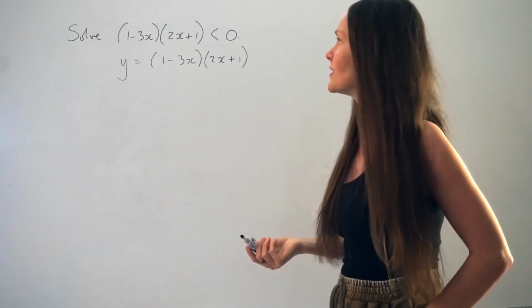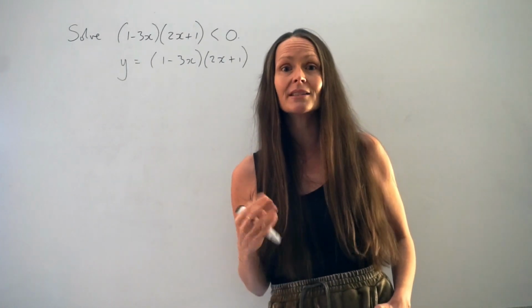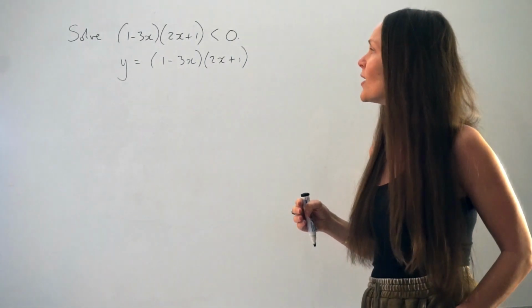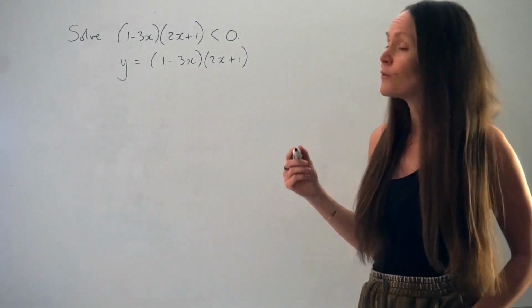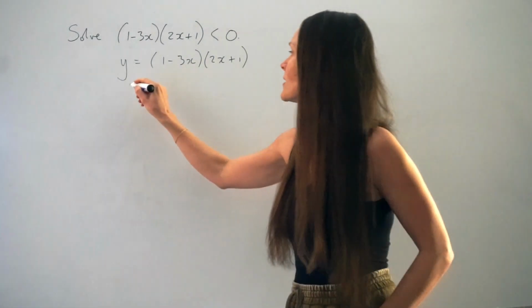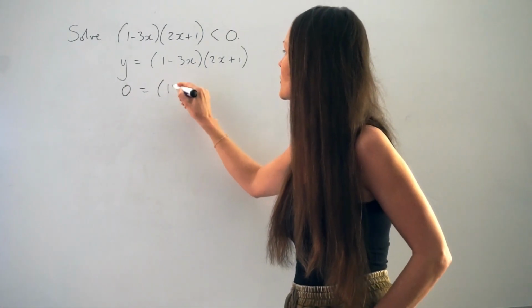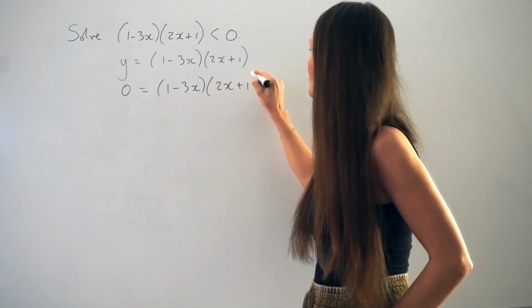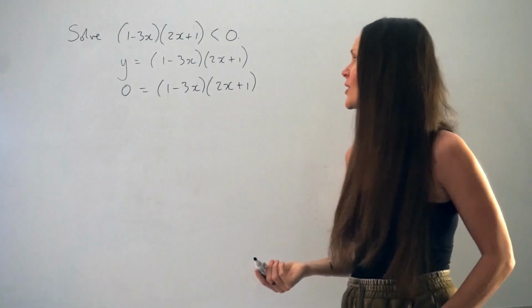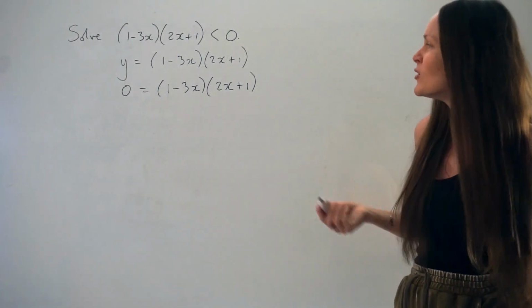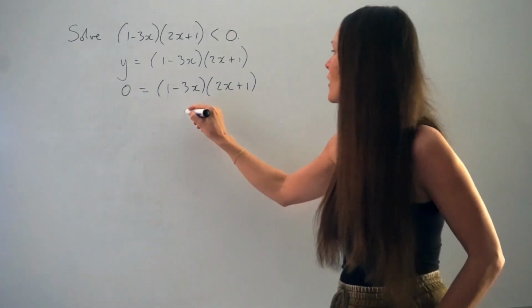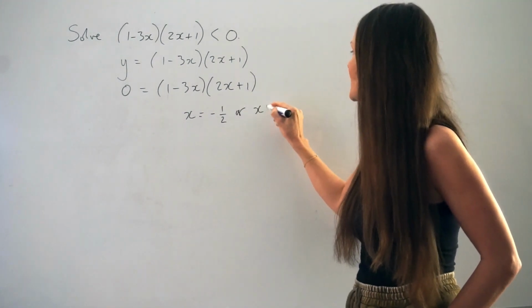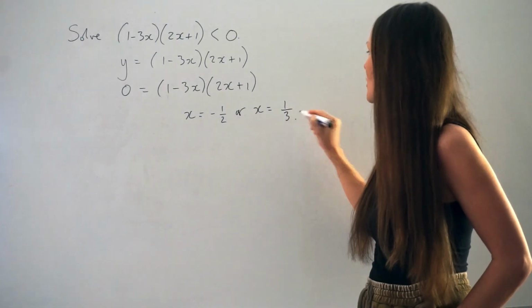Now, in this question, it's quite nice because it's already in its factorized form. So we don't have to do that factorizing step, okay? Next, we put the value of y equal to 0, as that will give us an equation that we can use to work out the values of x, and so where the quadratic crosses the x-axis, okay? So maybe you can just see that the values are x is negative 1/2 or x equals positive 1/3, okay?